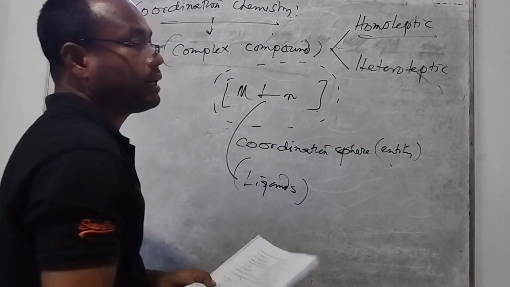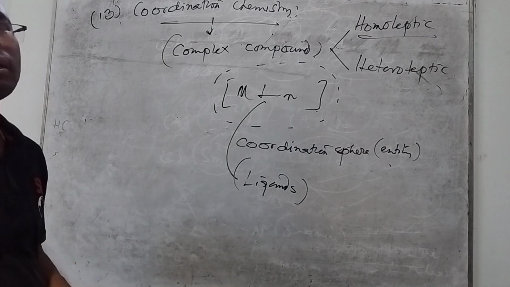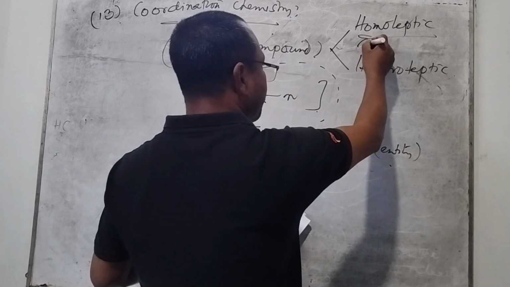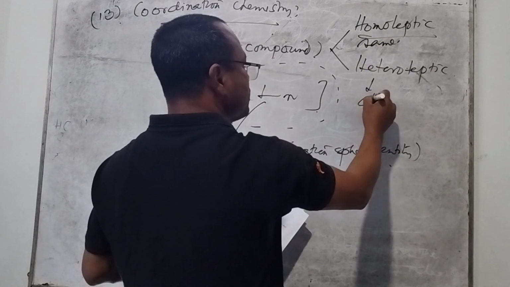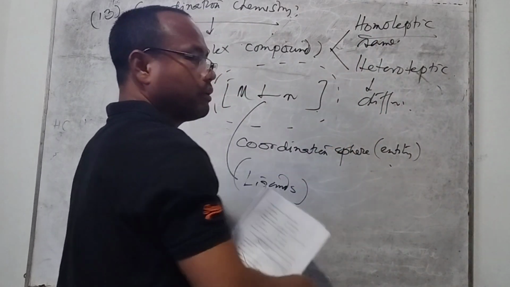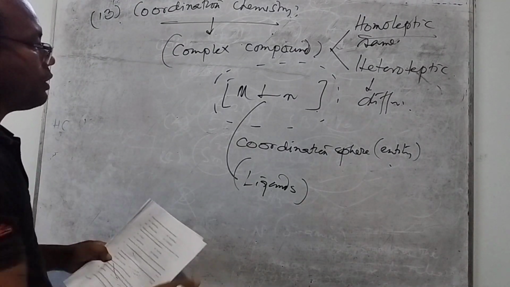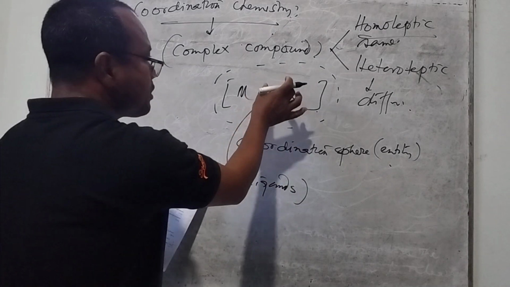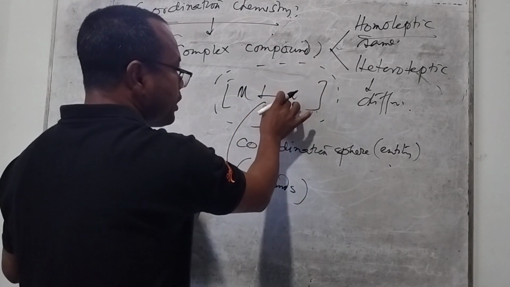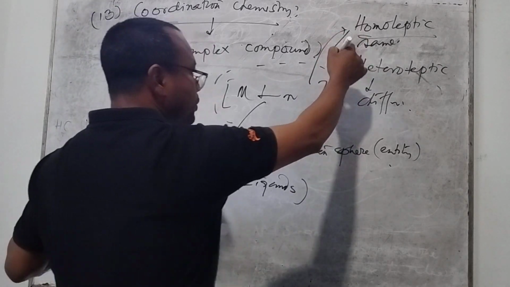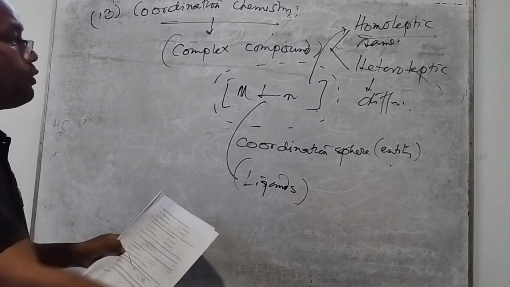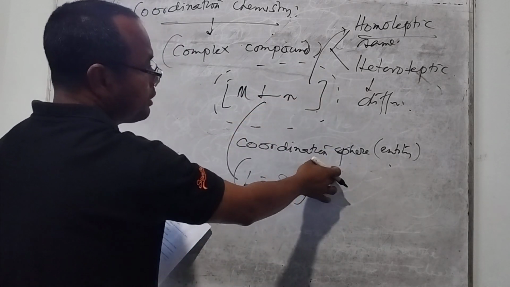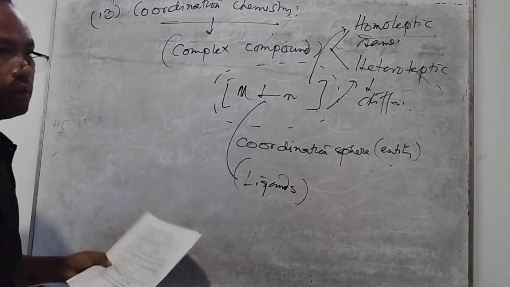See, homo and hetero, the meaning is very simple. Homo means same, hetero means different. Very easy to remember. So within the coordination sphere, if we have the same type of ligands present, that type of complex we call homoleptic. If you find different types of ligands within the coordination sphere, that is a heteroleptic complex.